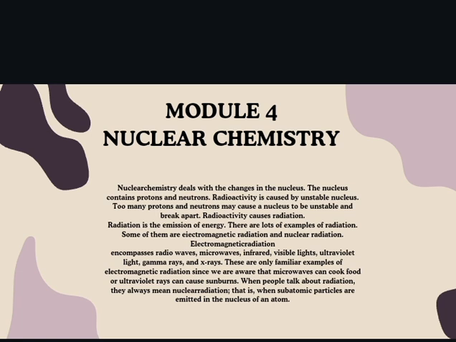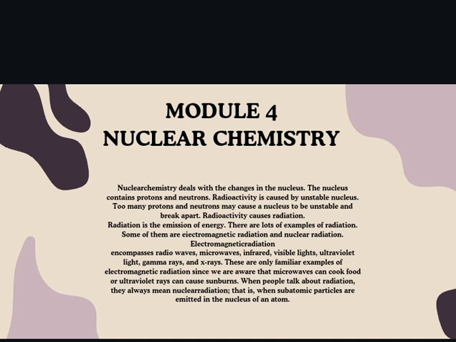And now, continue to Module 4, Nuclear Chemistry. Nuclear chemistry deals with the changes in the nucleus. The nucleus contains protons and neutrons. Radioactivity is caused by an unstable nucleus. Too many protons and neutrons may cause a nucleus to be unstable and break apart. Radioactivity causes radiation. Radiation is the emission of energy.